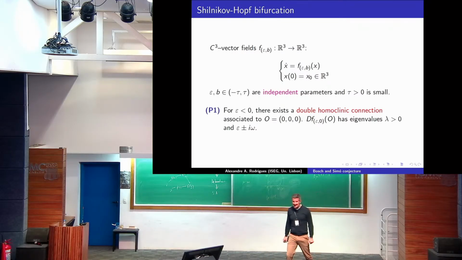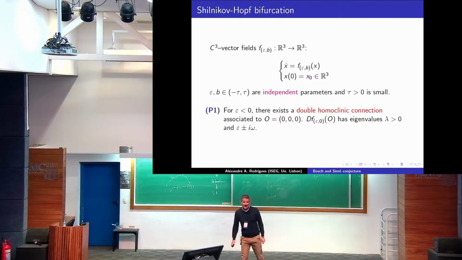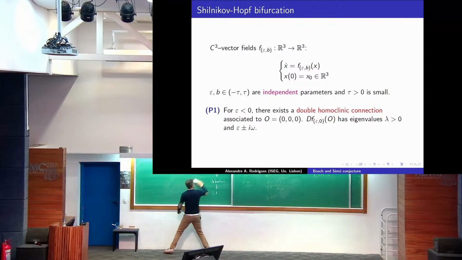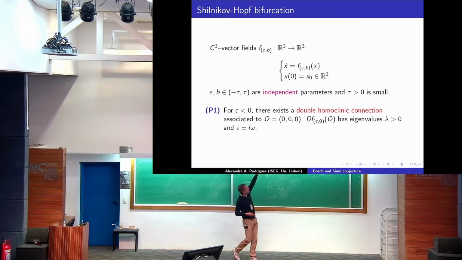I'm going to define a C3 vector field in R3. This C3 vector field depends on two parameters, epsilon and B, okay? I'm going to assume that the parameters are independent, and they are very close to 0, but they are independent. And I'm going to assume one hypothesis. Let's come back to differential equations, okay? I'm going to assume that I have an equilibrium. The equilibrium is O.